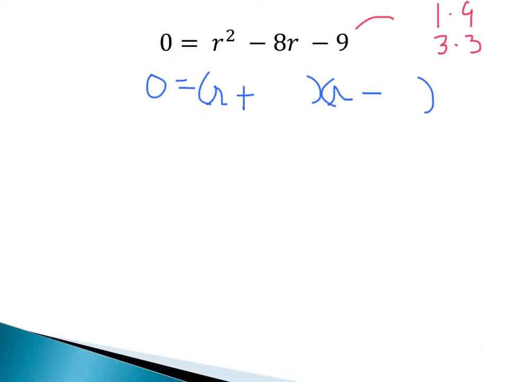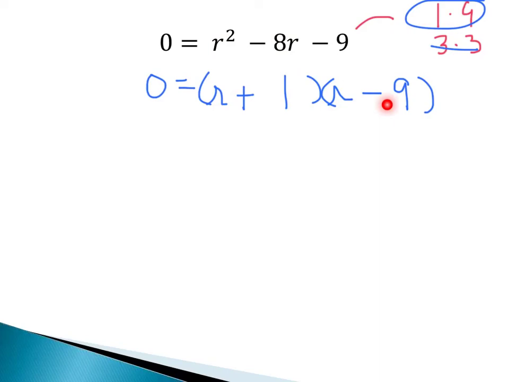Now we have to decide what factors of 9 are going to give us products that subtract to give us 8. So we look over here, it's not 3 and 3, it is 9 and 1, so those factors are going to go in here. The larger factor needs to be negative, so this larger product is negative. So this gets the 9, the 1 goes here. Check it mentally by FOILing it very quick. R squared minus 9R plus 1R is minus 8R, and then minus 9.